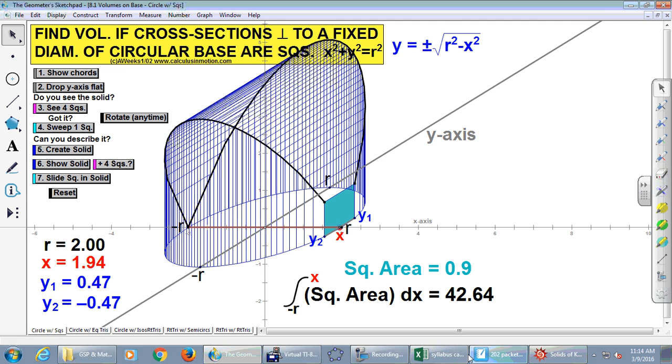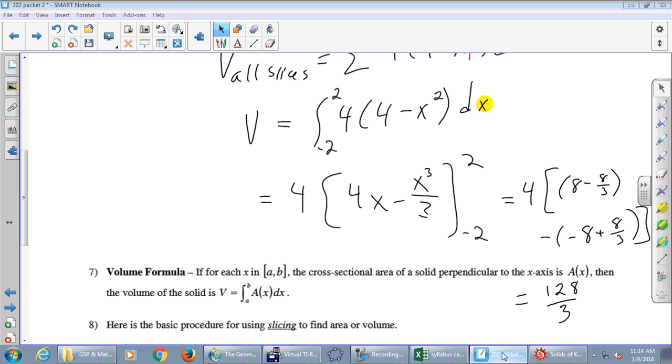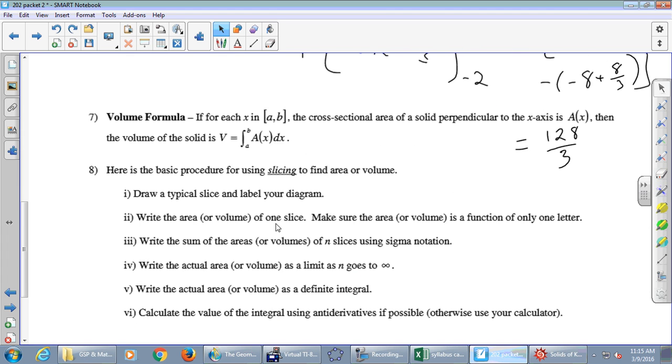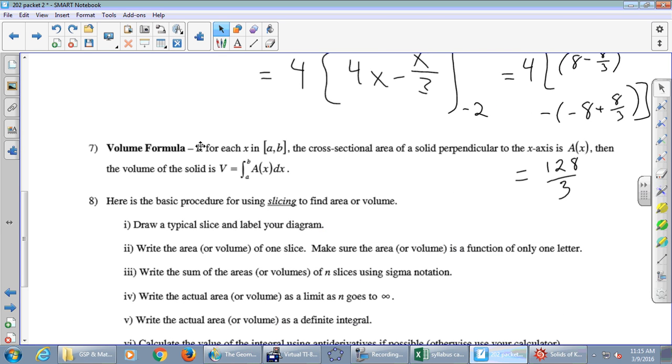Am I close? Did I get it? 128/3. Hey, that sounds reasonable. Okay, so that right there is 128/3, or about 42.67. All right, so we'll just end here on number 7. The procedure is here in number 8. You can read it later on.